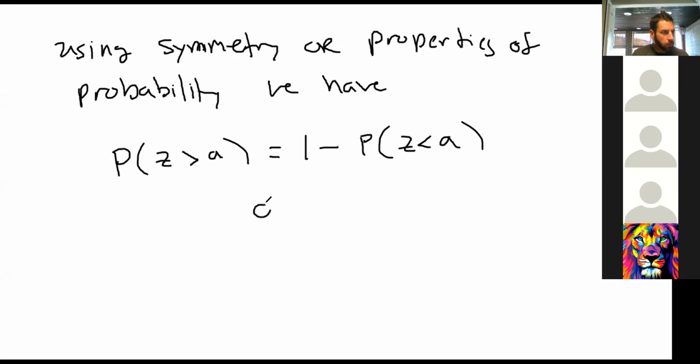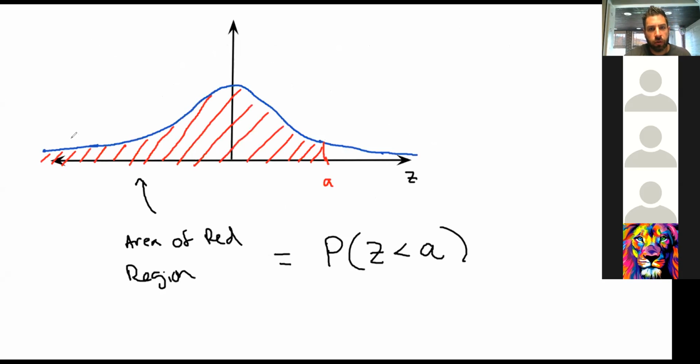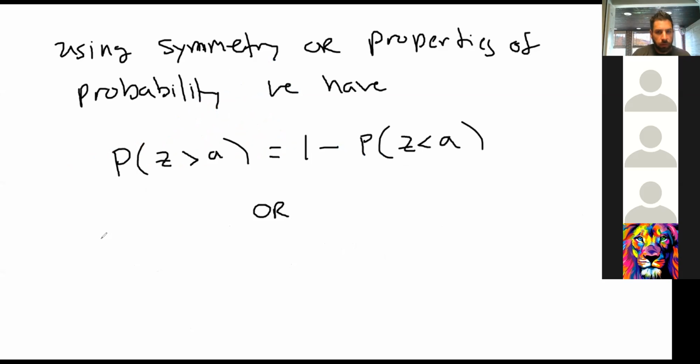Or if you go back to this picture, it's impossible for me to draw perfectly, but the idea is that this bell curve is perfectly symmetric. I pointed that out last week. And so the area from A on would be the same as the area up to negative A. So you might have to do some thinking about this.